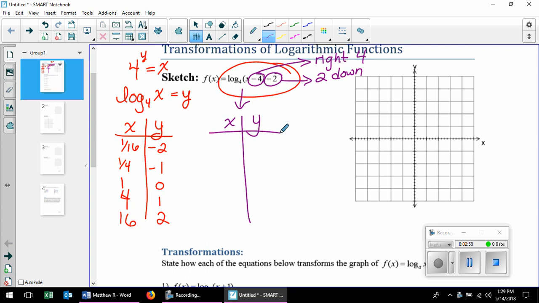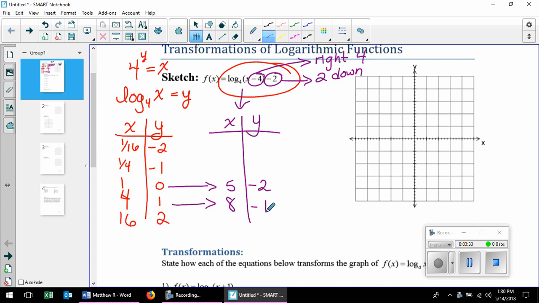Okay, are you ready? Okay, so let's start at an easy one. Let's go with the nice whole numbers here. So x is, I'm adding 4, so this is going to move to 5. And I'm going to go 2 down, so this would be -2. At 4, where am I going to be? I'm going to be at 8, and I was at 1, so I'm going to be at -1.